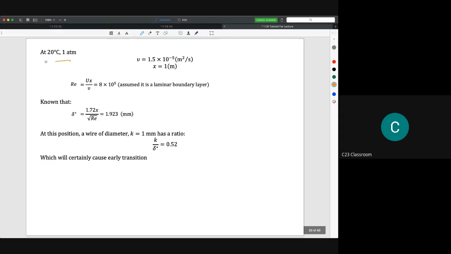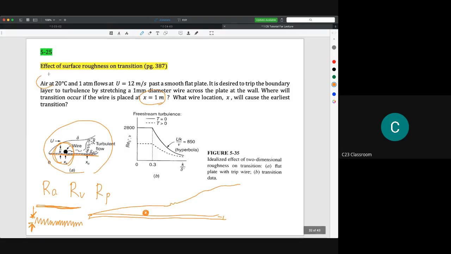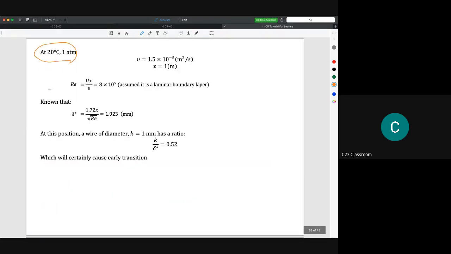This is at 20 degrees Celsius and 1 atm. We know that we are dealing with air. Because it is air here, we could get the kinematic viscosity as 1.5 times 10 to the power of negative 5. We take the simple value here, and x is 1. First we calculate the Reynolds number. The Reynolds number is Ux over nu. We substitute all the values and we could get 8 times 10 to the power of 5.